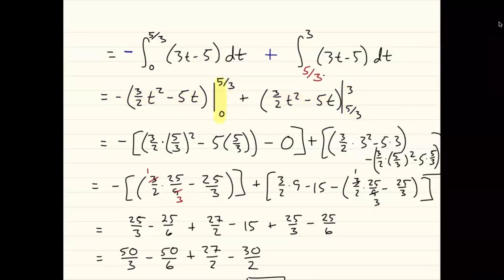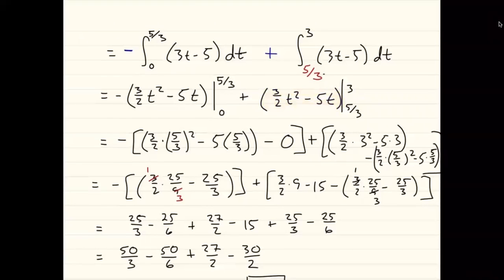Here's my evaluation of the endpoints in the next line. Here's the minus sign in front of that term. This is this function of 5/3 right here, minus this function of 0, which is right here. Plug in 0 to this, you'll see you just get 0. And that is, in this first bracket, the evaluation here for this term. The other thing that we're adding to this is the evaluation of this function for these limits of integration. Again, it's not hard work, it's just extra stuff to do. So this function evaluated at 3 is here, minus that function evaluated at 5/3, which is here.